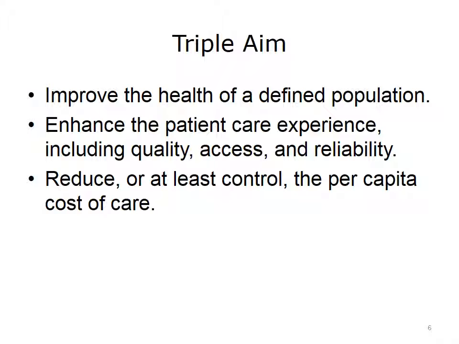Enhancing the patient experience means not only improving the quality and coordination of the care patients receive, but also providing more convenient and broader access, making sure care is reliably delivered when needed. Finally, the triple aim calls for reduction, or at least flattening of the rate of increase, of healthcare costs per person in the U.S., primarily by eliminating the waste we identified at the beginning of this lecture.